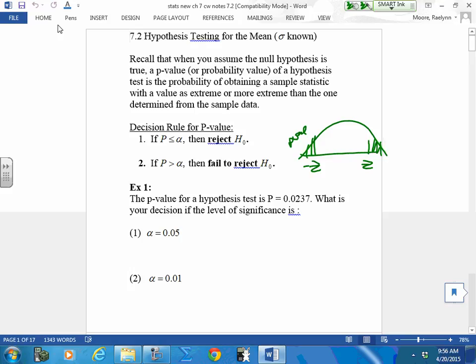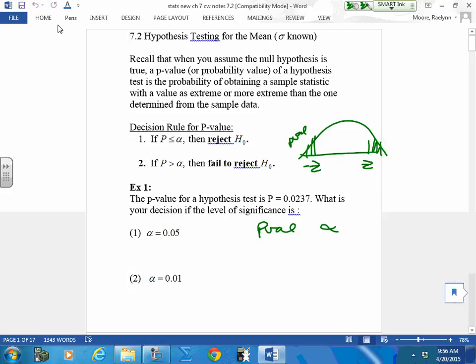Now, I want everybody doing this the same way. I want you to say p-val, level of significance. Because if you reverse those two, and you reverse the sign, then you can't use the table. You've got to reverse the logic. So that you don't have to worry about it, p-val, level of significance.